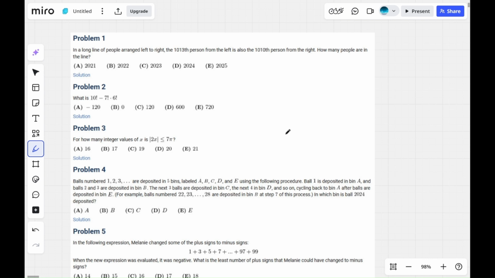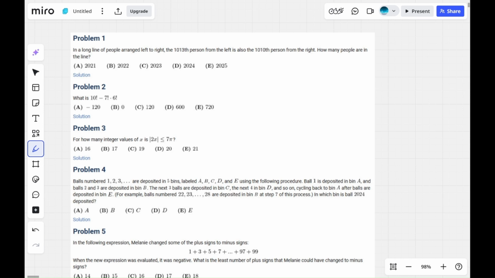Hi everyone. Today we're going to be going through the 2024 AMC 10B. So starting from problem 1, in a long line of people arranged left to right, the 1013th person from the left is also the 1010th person from the right. How many people are in the line?